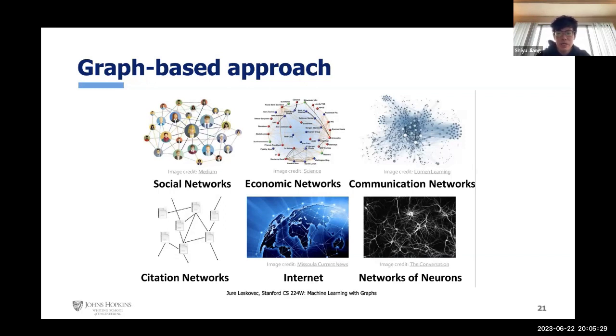And we also have communication networks, citation networks. So which paper is cited by which paper, right? Through the citation networks, we will know which paper is the most important one. And we can also have the internet. So we can see how our personal computer or laptop is connecting to the internet through the graph of the net. We also have the network of neurons and biology or something like that.